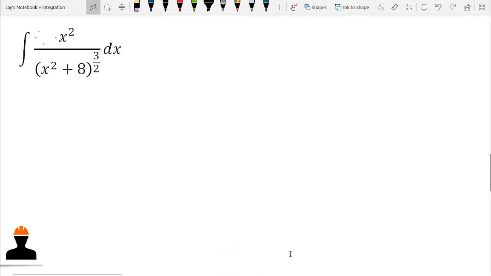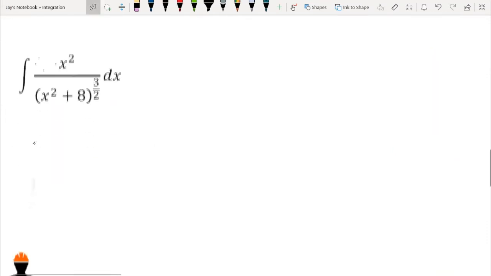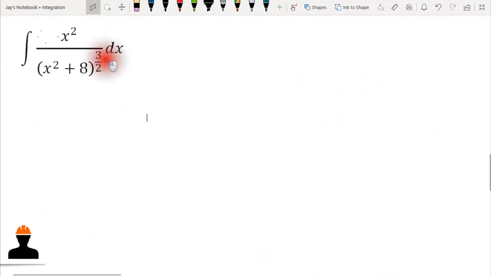And now we have here the integration of x squared over (x squared plus 8) raised to 3 halves dx. Now in this case, we cannot apply the integration rule. We cannot apply this rule since in these rules, we only have square root of u squared minus a squared. And in this case, we have 3 halves, okay?